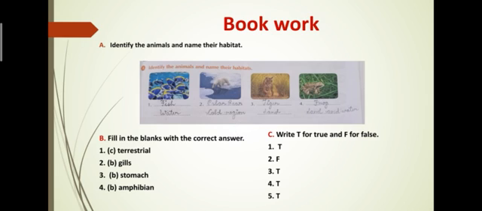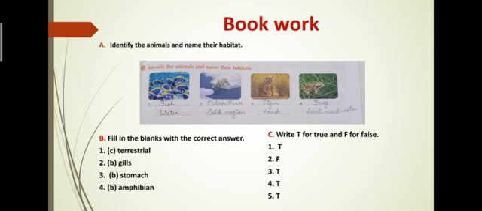Now, the bookwork. A1, identify the animals and their habitat. First one is fish and the habitat is water. Second one is polar bear. The habitat is cold region. The third one is tiger and the habitat is land. The fourth one is frog and the habitat is land and water.